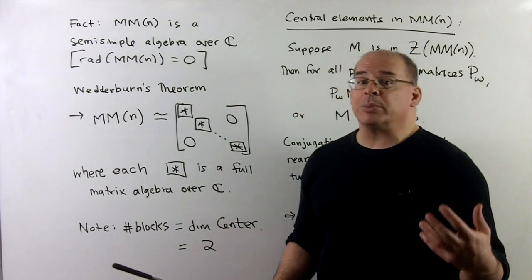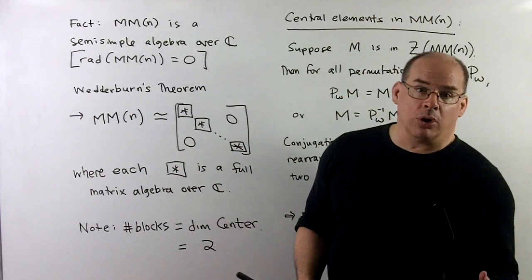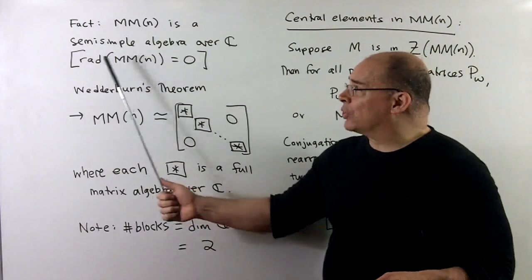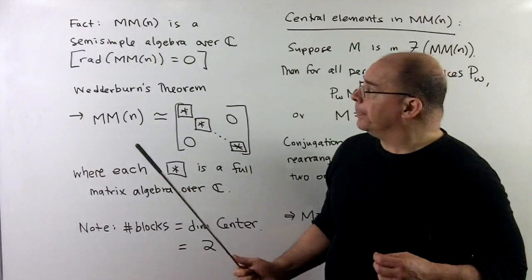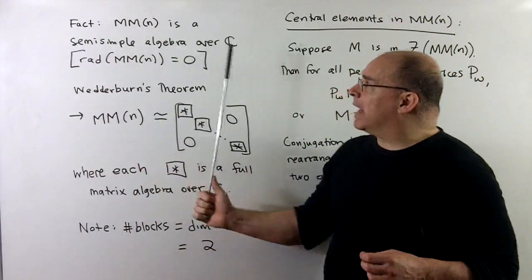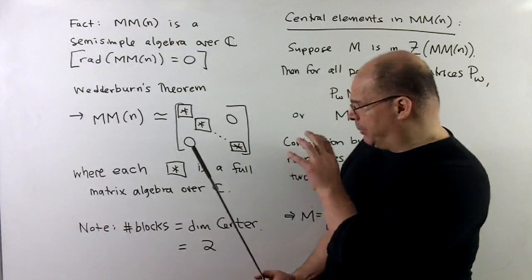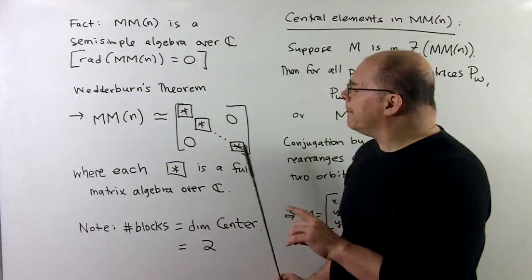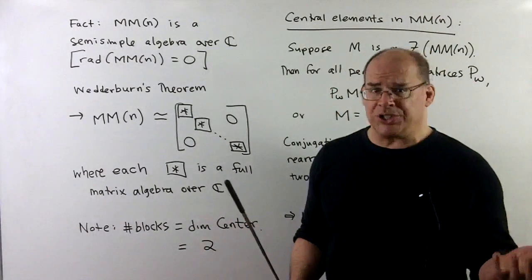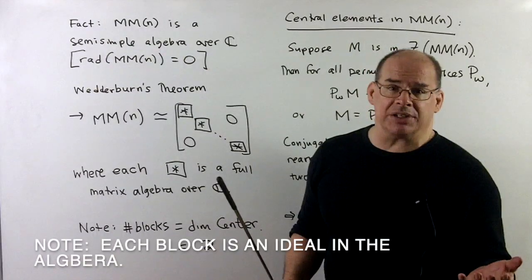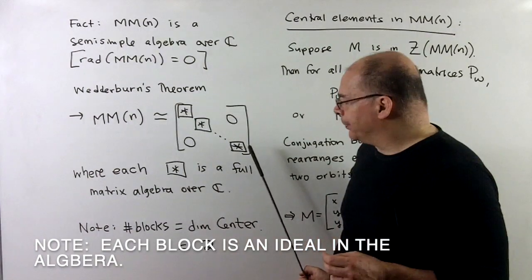To identify the algebra structure, we'll just note that MMN is semi-simple over C. Okay, and that just means the radical is equal to 0. That lets us invoke Wedderburn's theorem. Okay, and that says if we have a semi-simple algebra over C, there's some basis for our algebra which lets it be put into block diagonal form, where each block down the diagonal is a full matrix algebra over C. So n by n matrices. Certainly, these blocks are each simple.